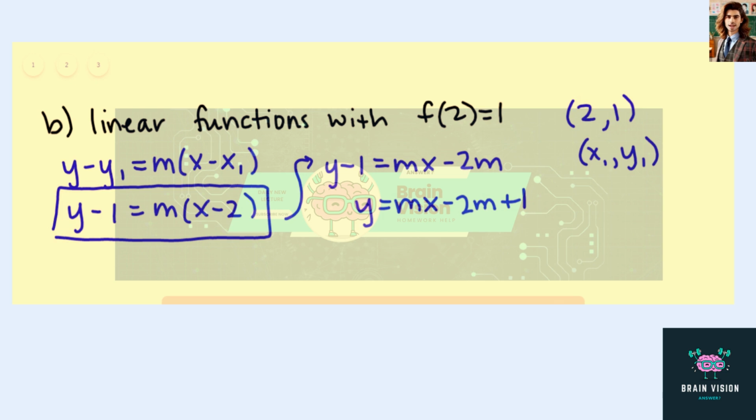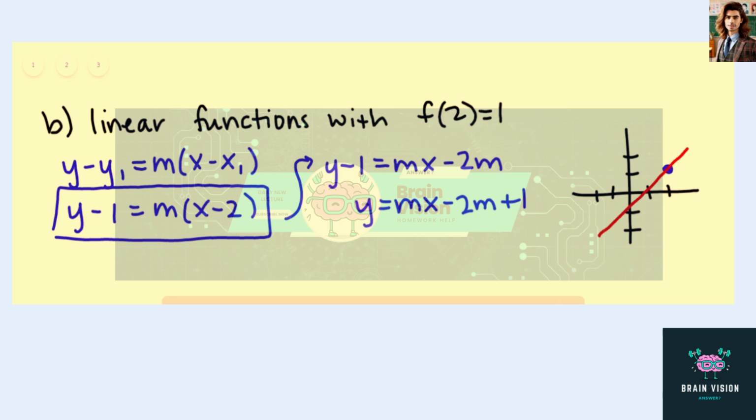All right, let's sketch several of these graphs. So we want lines that go through the point (2, 1). So we locate the point (2, 1), and then we just draw a whole bunch of lines that go through that point. We could have this line, this line, this line, this line. There's infinitely many possibilities.